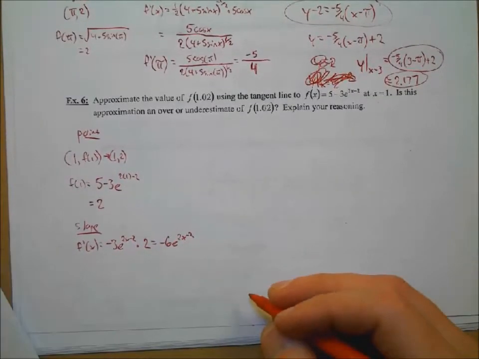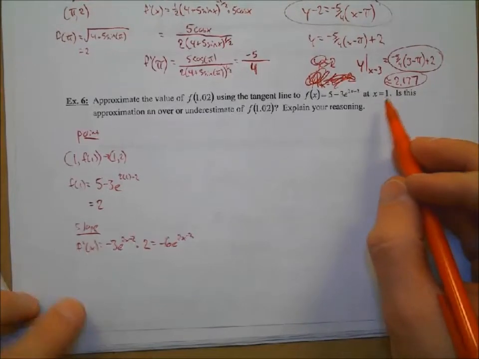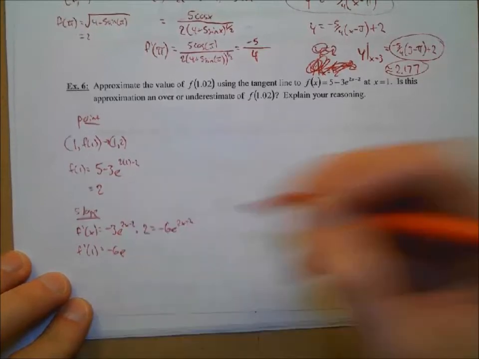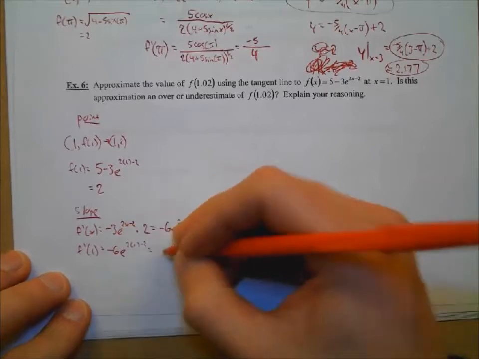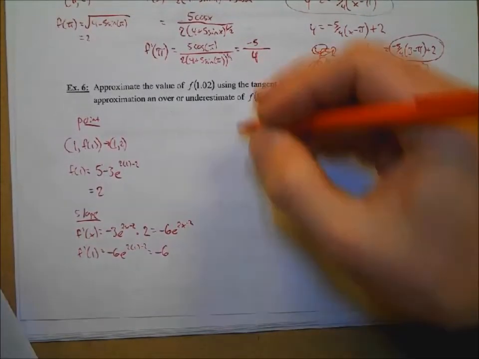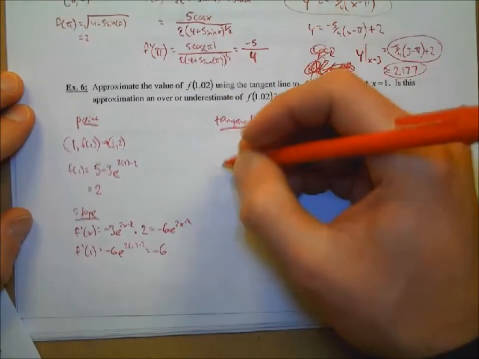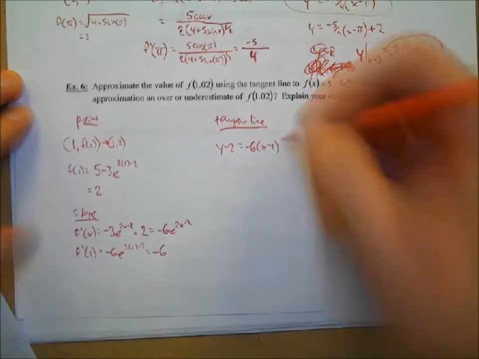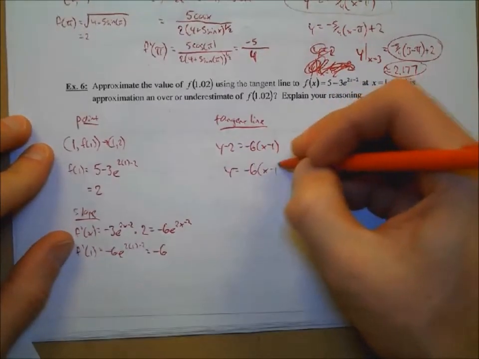And then we want to evaluate the slope at 1. Again, we want to find the tangent line at 1. So f prime of 1 equals negative 6e to the 2 times 1 minus 2. E to the 0, right, is what that's going to be. So we get negative 6 for our slope. So our tangent line is y minus 2 equals negative 6 times x minus 1, or y equals negative 6 times x minus 1 plus 2.